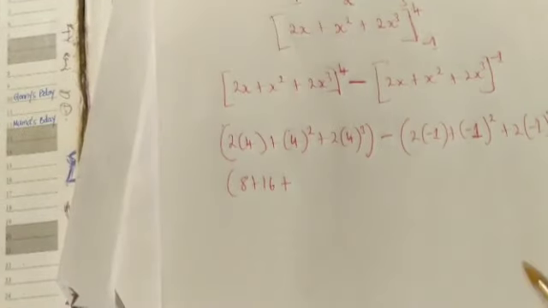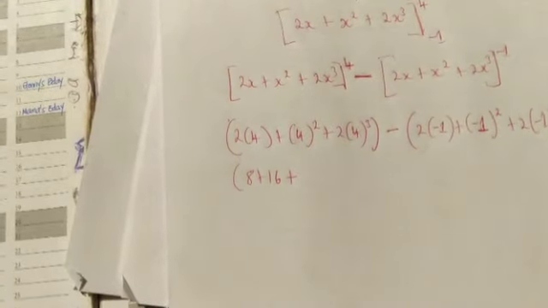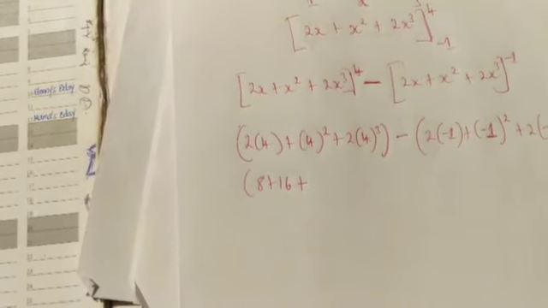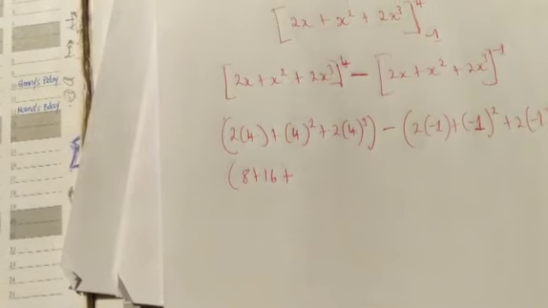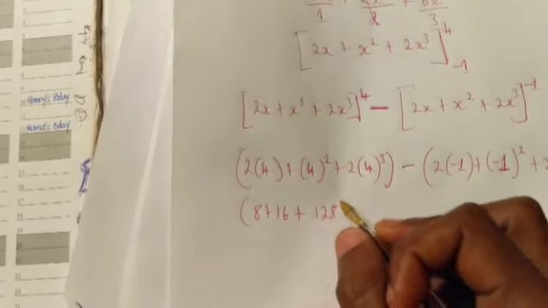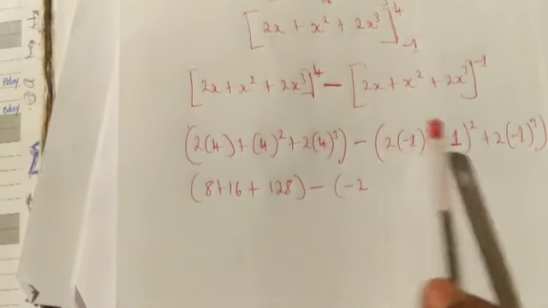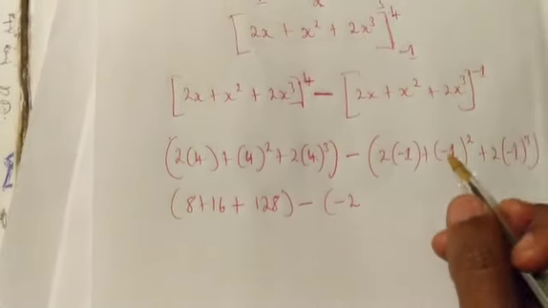Then don't forget this plus. 64 times 2, what are we getting? 128. Then you close. Minus. Don't forget, positive 2 times -1, we're getting negative 2.